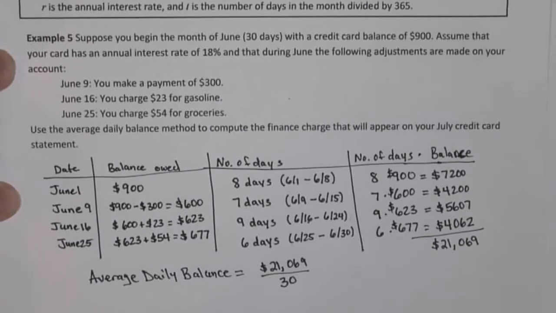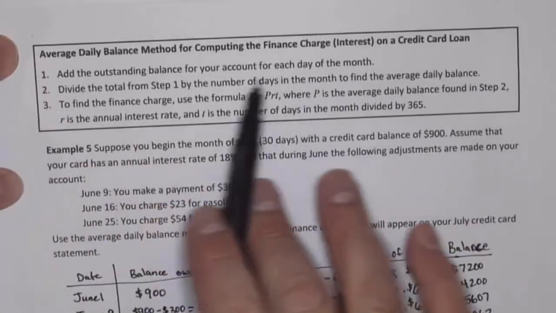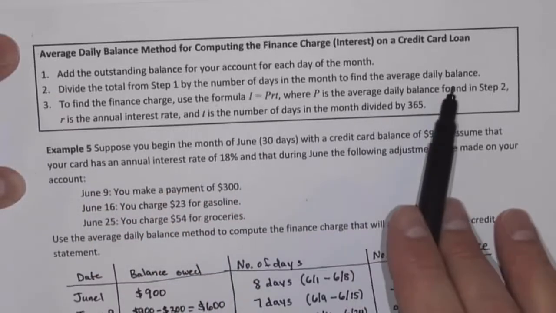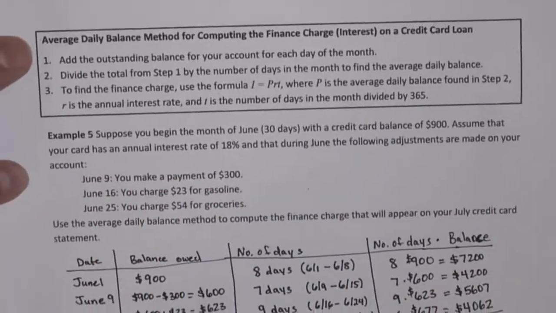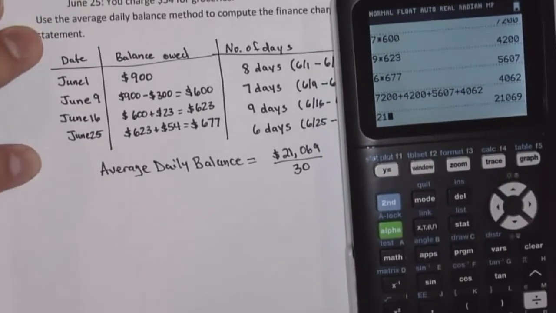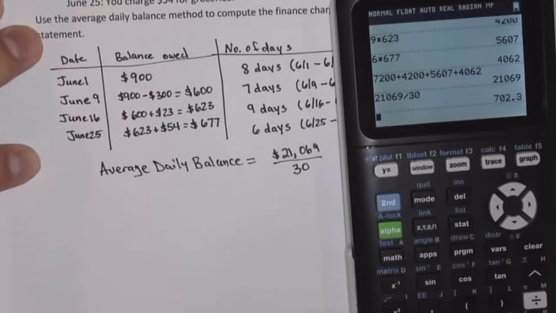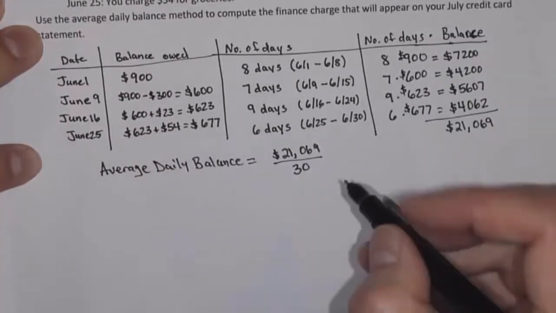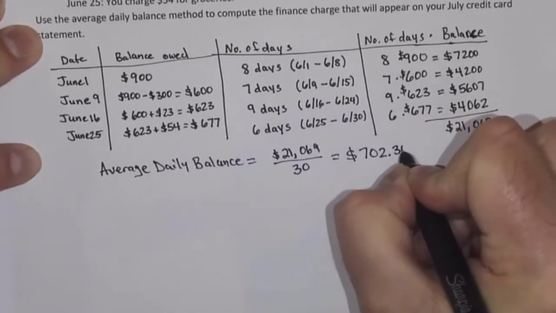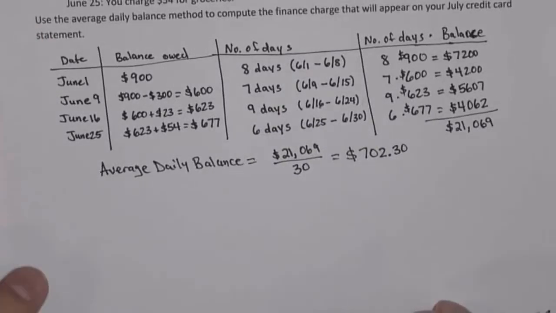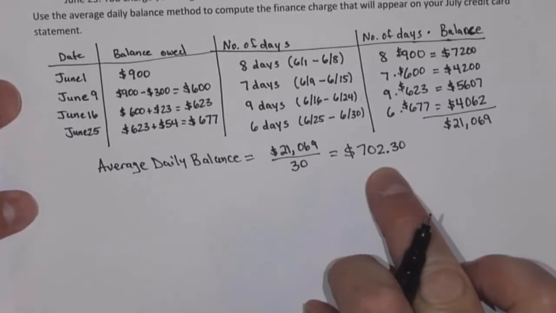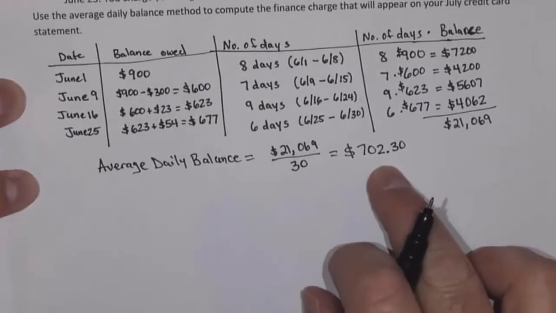So this is what we got from step 1 in our rules. We added up the outstanding balances for each day of the month, and now we're dividing that by the number of days to get the average daily balance. So if I take 21,069 and divide by 30, that is $702.30. So on average, for the month of June, our balance was $702.30. So we're going to pay interest on that $702.30 average.